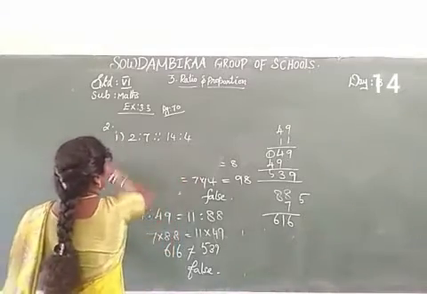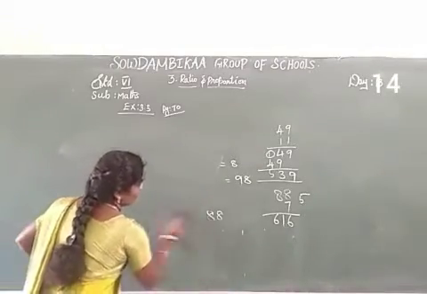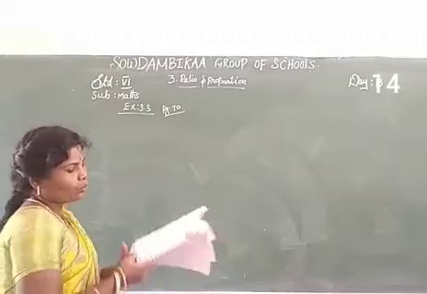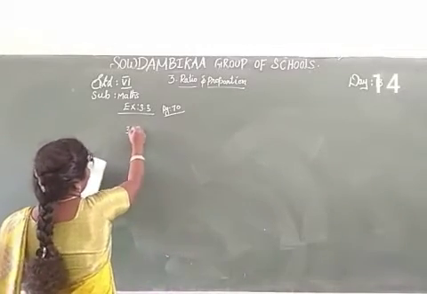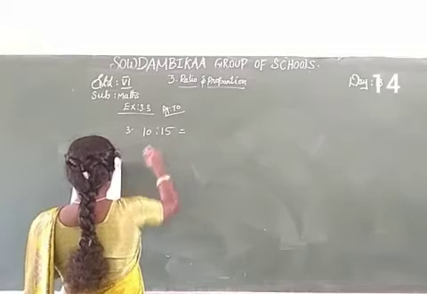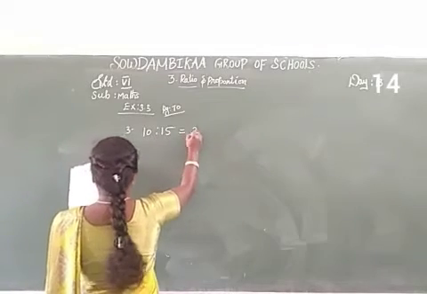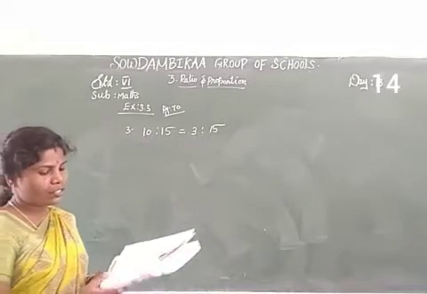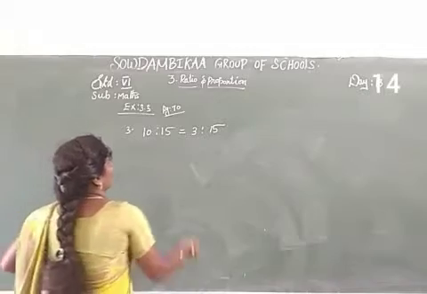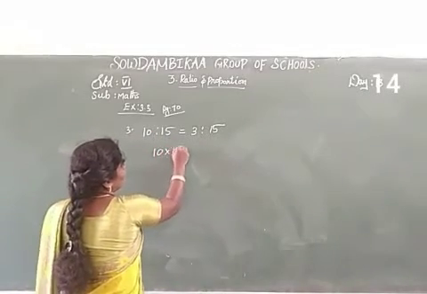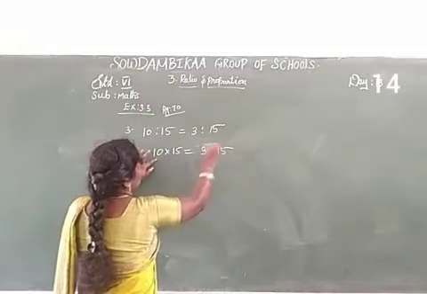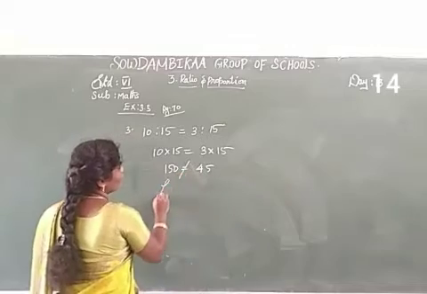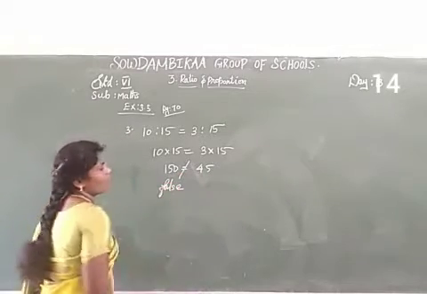Next, the third one: 10 books is to 15 books equals 3 books is to 15 books. 10 is to 15, 3 is to 15. Now multiply: 10 into 15 and 3 into 15. 10 15s are 150, 3 15s are 45. It is not equal, so this is also false.